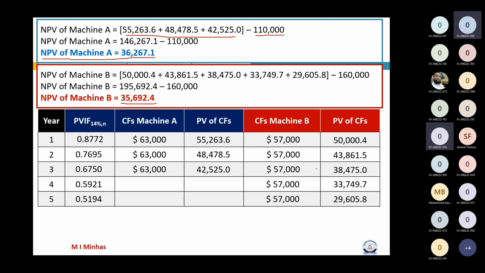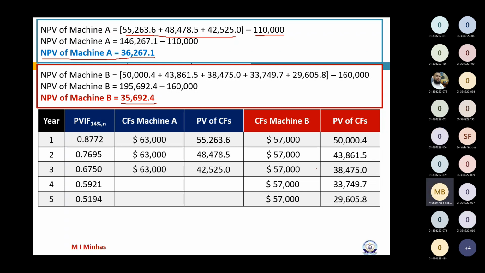So now, can you tell me which project I would select? Machine A, sir. Yes, because it has got a higher NPV. So the higher the NPV, the better it is, correct? Obviously, that is indicating that we'll earn more on this. Our return would be higher. Our saving would be higher, correct? Yes, sir.